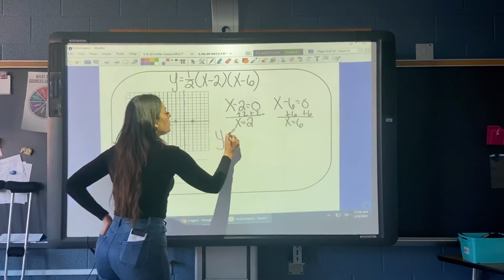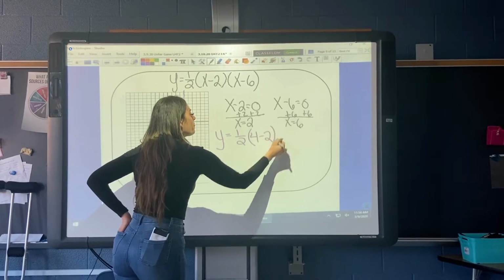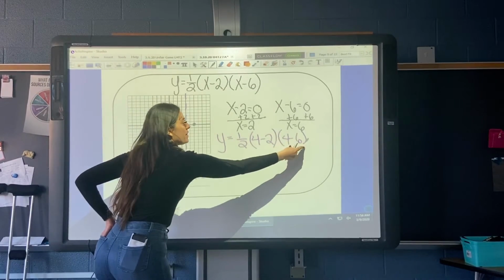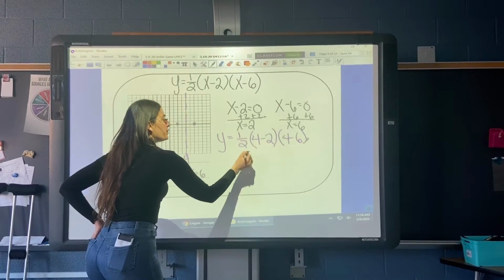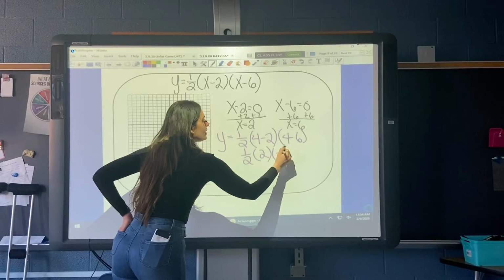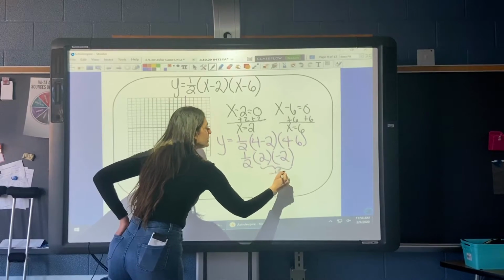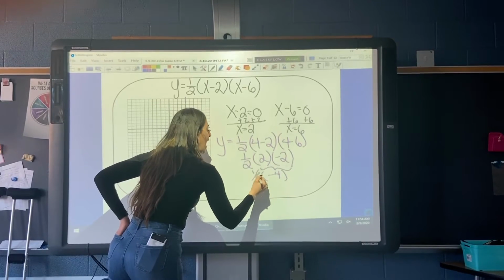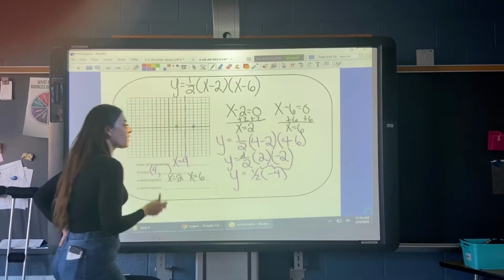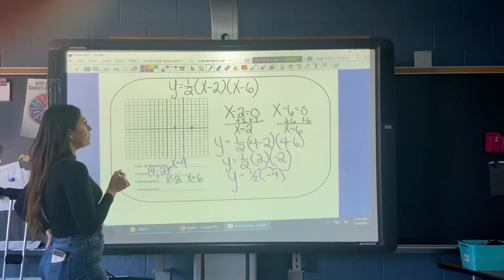So y equals 1/2 times (4 minus 2) times (4 minus 6). Simplify in parentheses first. 4 minus 2 is 2. 4 minus 6 is -2. These two together, 2 times -2 is -4, and then take half of that. Half of -4 is -2.